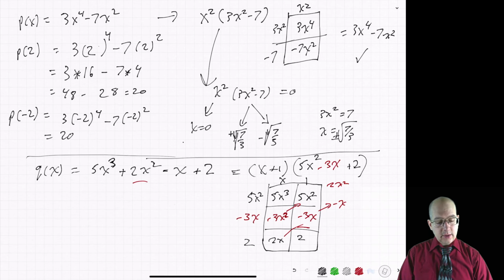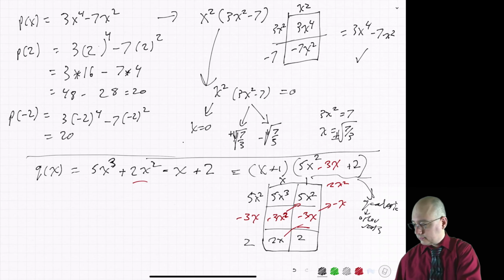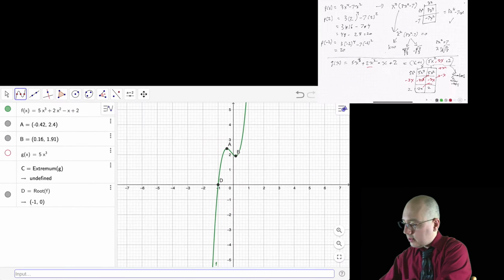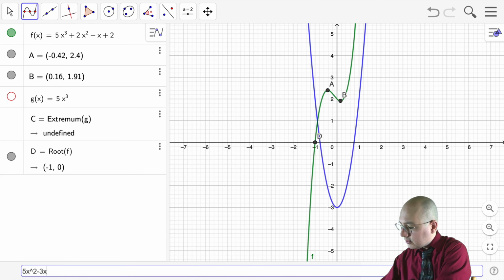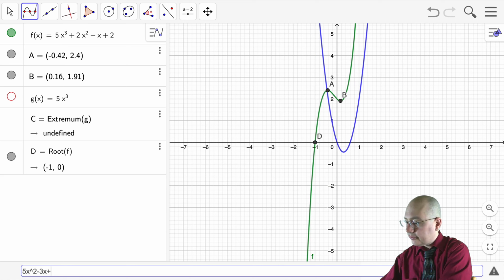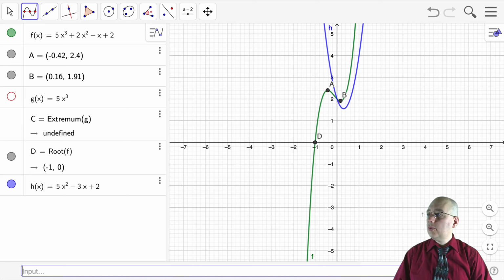And now you've got this polynomial. I mean, it's quadratic. So now there's this quadratic, and that's where the other roots are. And then we can use our techniques with the quadratics on this. But we could also just go over to get a sense of this: 5x squared minus 3x plus 2, like so. And you can see that there's no roots with that.